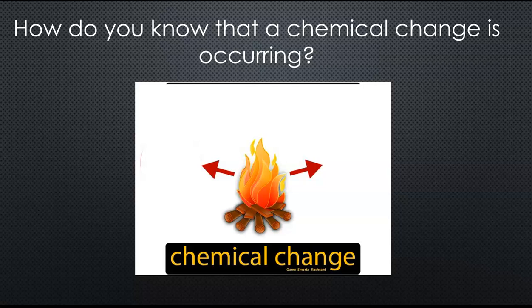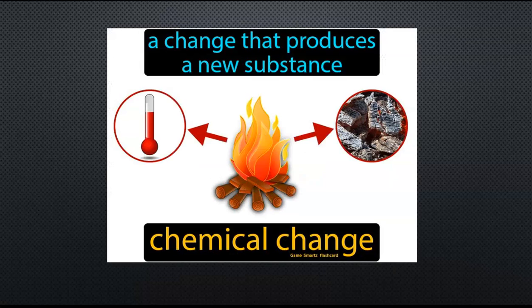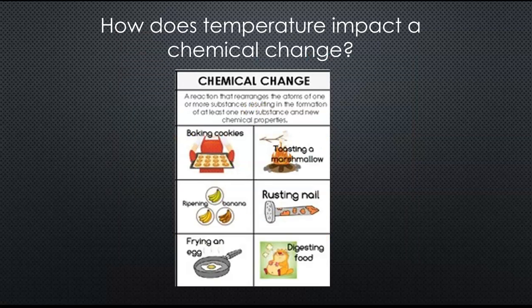And we know that if we look at that wood, it doesn't stay wood. It changes and turns into ash. We also know that when it's burning, we see smoke, right? So we know that a change that produces a new substance is called a chemical change, right? We've got heat coming from it and a new substance is produced. We know that that's a chemical change.